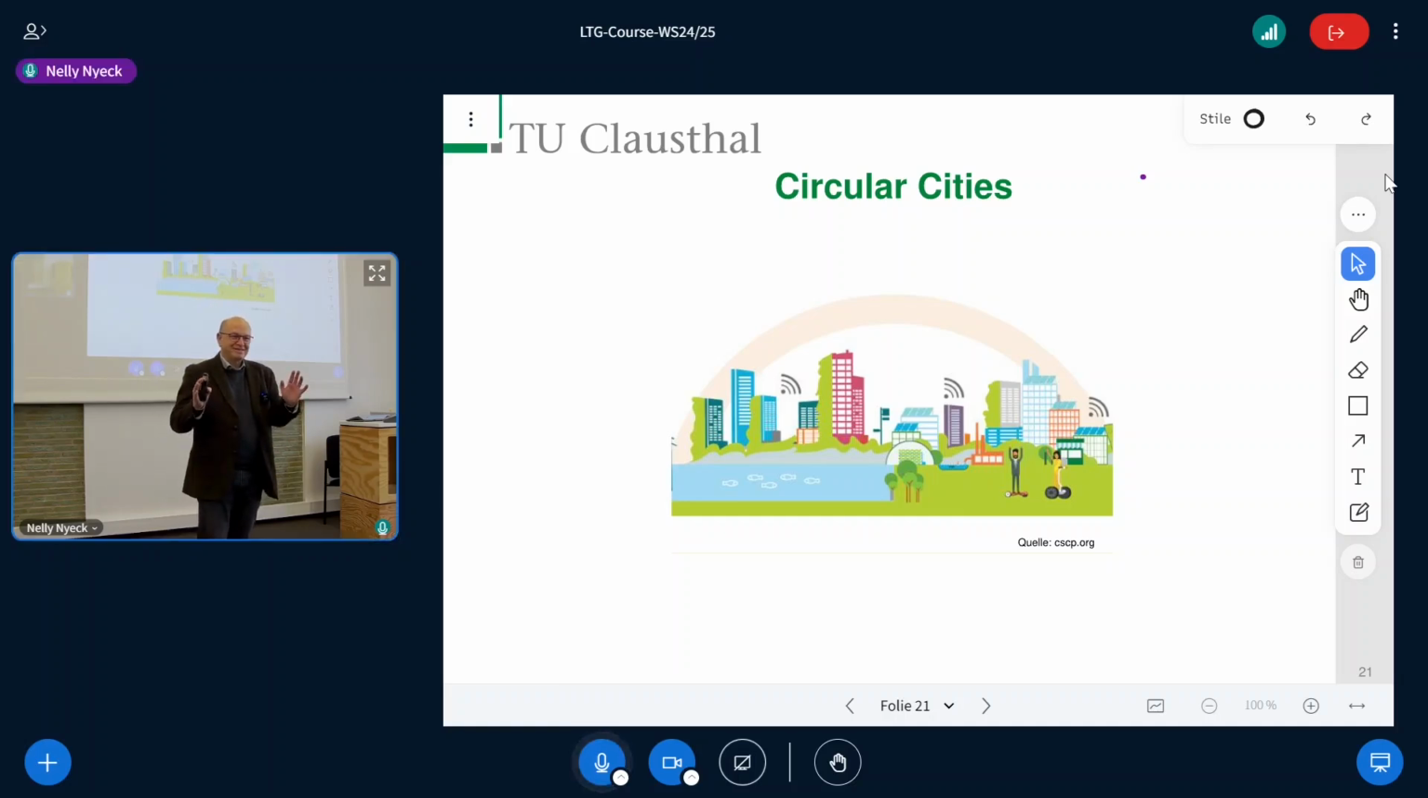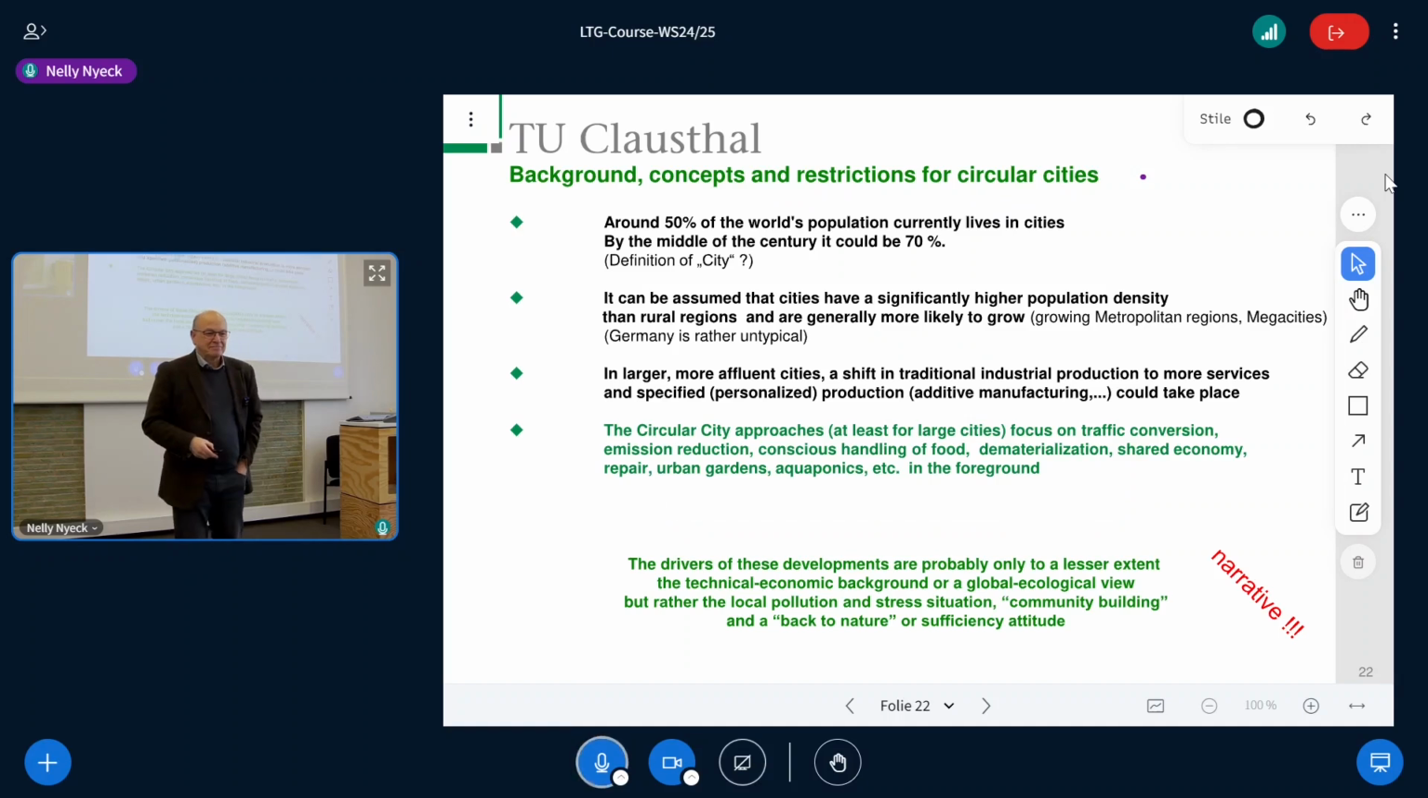But that means cities have a complete different setting than the flat land. But then you have other chances in the, let's say, more or less flat land. Let's look at the cities. What are the background concepts and restrictions for circular cities? It's important to understand that around 50% of the world's population currently lives in cities. Certainly, normally under the definition, Clausthal wouldn't be a city. Sorry for that. It's more or less a village. Okay, what is the definition of city?